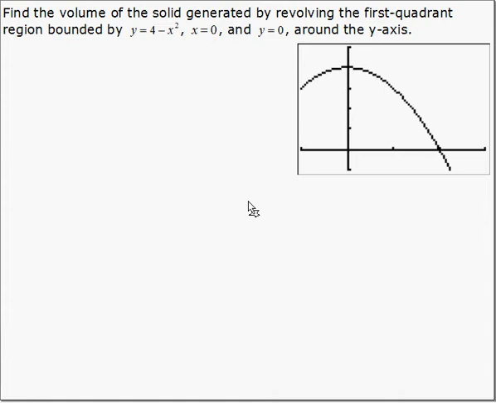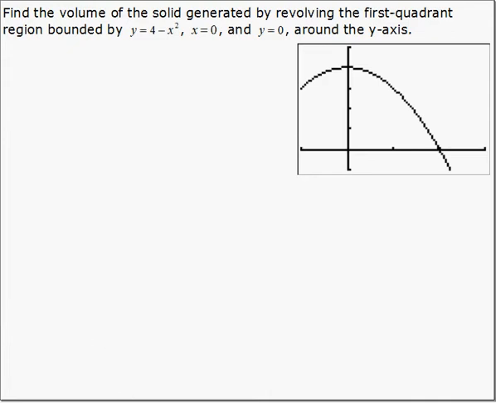Following is an example of finding the volume by revolution. The volume we're asked to find is created by revolving y equals 4 minus x squared, this parabola, and the y-axis and x-axis, taking that region and rotating it around the y-axis.